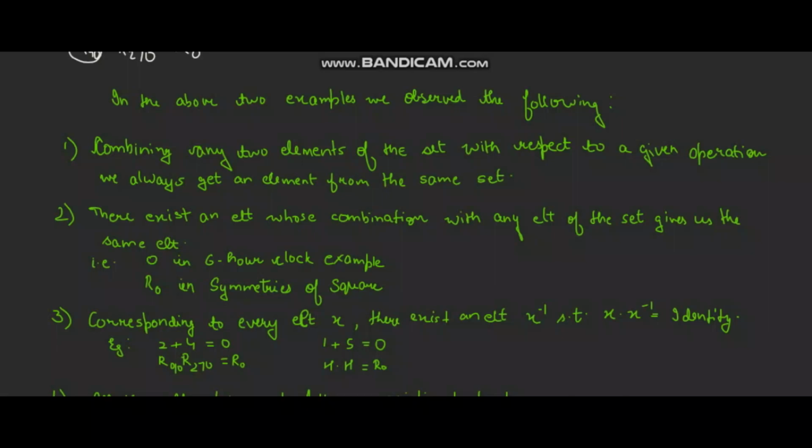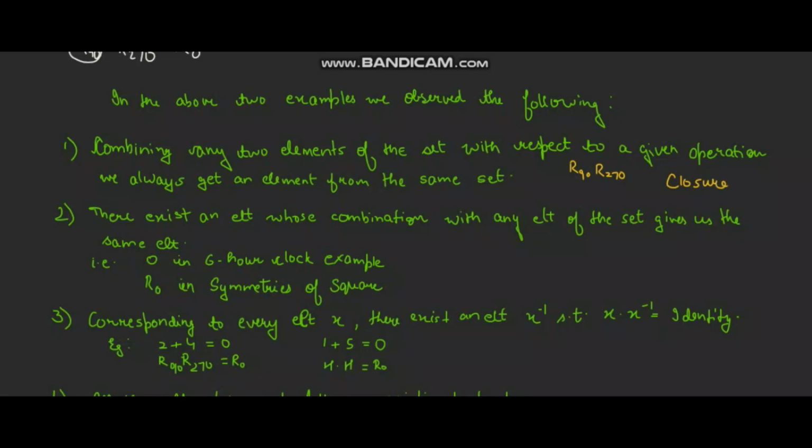And in the second example, symmetries of a square, the operation was function composition, like we did R90, R270. So we were applying function composition. First we applied one operation and then we applied R90, right? So this property is named the closure property: combining any two elements from the set, we get an element from the same set.